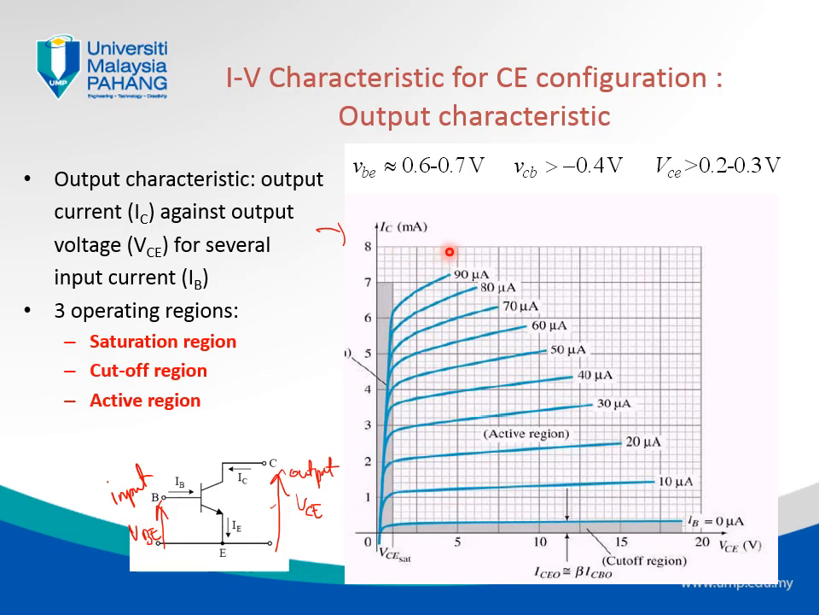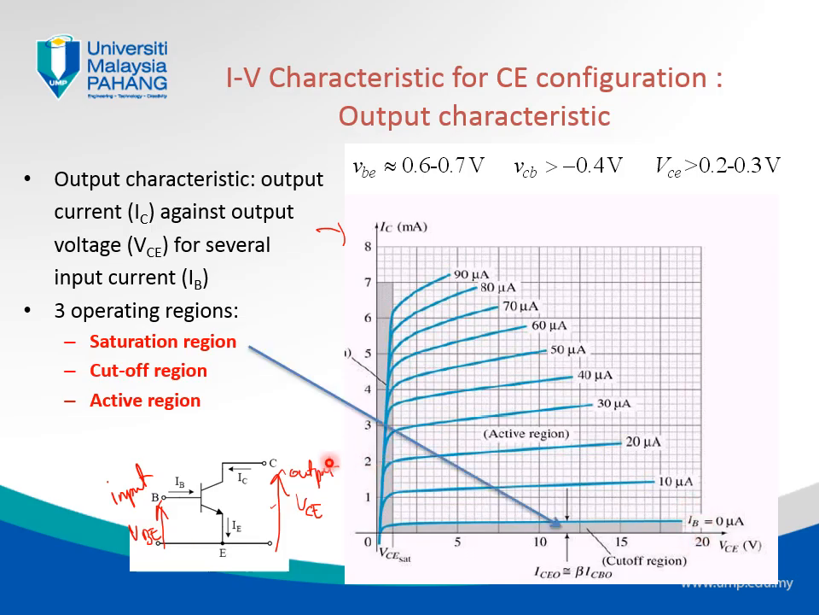Let me get my pointer. As we're looking at VCE, the voltage output, and also the current IC, because the current IC is the consequence after having VCE. If it allows circulation of current, then it will be current IC. So we're looking at a graph of IC, the current in the collector, versus VCE. The characteristic also depends on the current at the base, right?